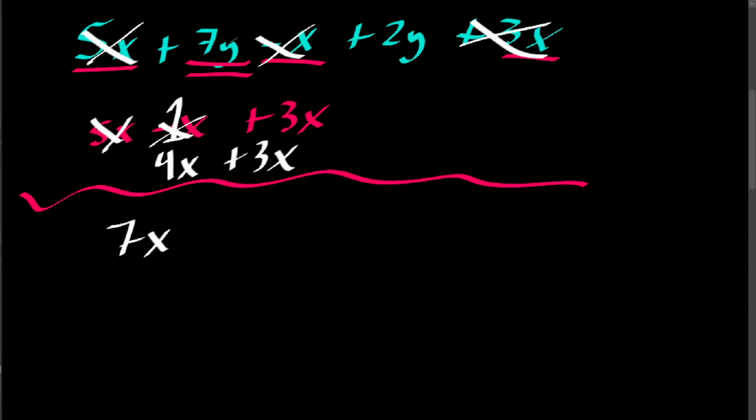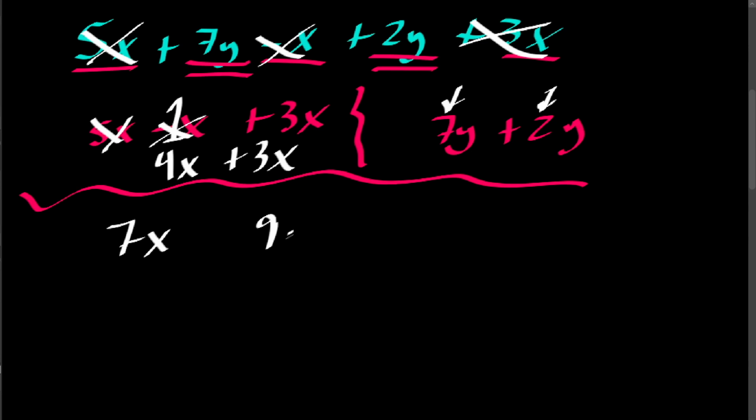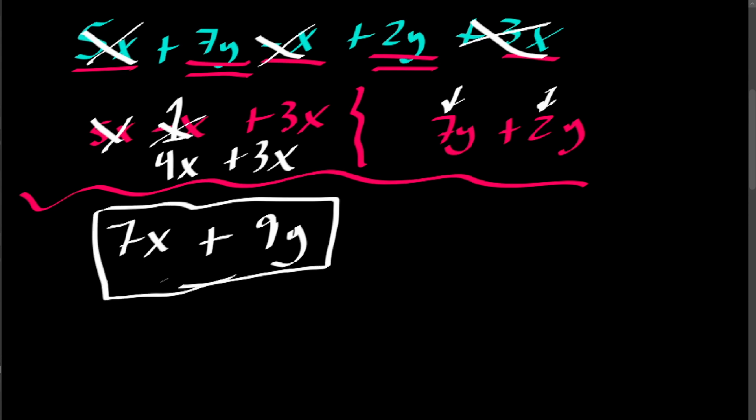Let's see if there's another term that has a y in it? There is. There's one right here, 2y. So what I'm really saying is 7y plus 2y, and what's that going to give me? Well, I add the coefficients, 7 and 2, which gives me 9, and then I just bring down my y. Now, if that's a positive, I'm going to add in between my two terms, so there's my answer.